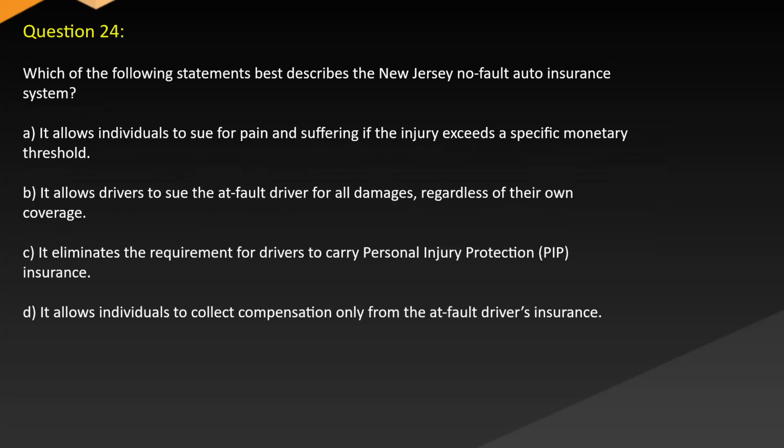Question 24. Which of the following statements best describes the New Jersey no-fault auto insurance system? A. It allows individuals to sue for pain and suffering if the injury exceeds a specific monetary threshold. B. It allows drivers to sue the at-fault driver for all damages, regardless of their own coverage. C. It eliminates the requirement for drivers to carry personal injury protection (PIP) insurance. D. It allows individuals to collect compensation only from the at-fault driver's insurance.